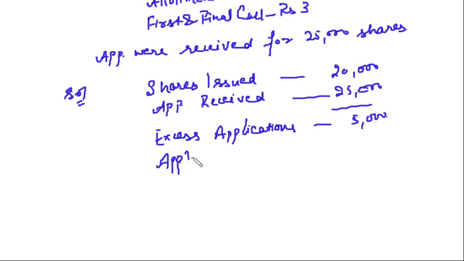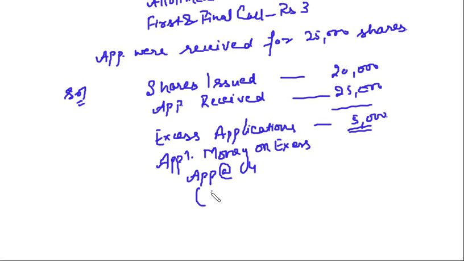Application money on excess applications. This is excess application at the rate of rupees 4. This comes to 5,000 multiplied by 4. That means 20,000 rupees you have received extra. Clear?